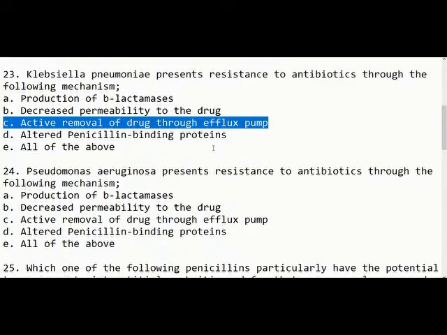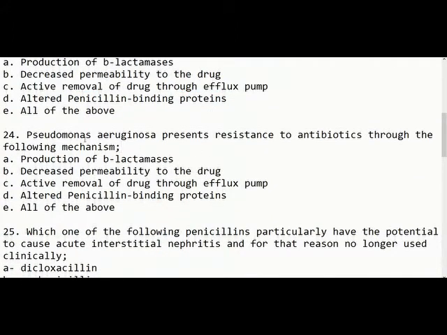So now moving to the fourth MCQ, Pseudomonas aeruginosa presents resistance to antibiotics through the following mechanism. Again these options are there. These are all actually pharmacology MCQs, and if you have covered the antibiotic section of pharmacology, then you will be easily able to answer these questions.